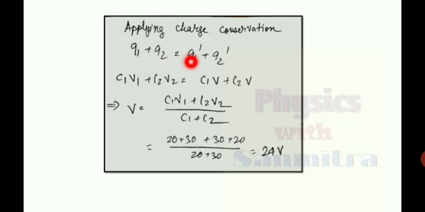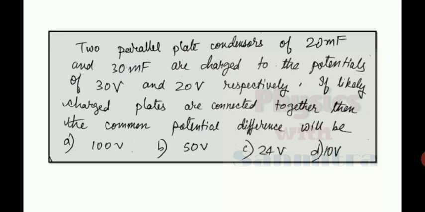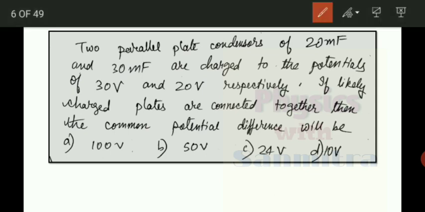Q1 plus Q2 is Q1 dash plus Q2 dash. These Q1 dash and Q2 dash are the new distributions. Q1 is C1 V1, Q2 is C2 V2, equal to C1 V plus C2 V. So V is (C1 V1 plus C2 V2) by (C1 plus C2), where C1 V1 is 20 into 30, C2 V2 is 30 into 20, divided by C1 plus C2, that is 20 plus 30, equal to 24 volt. So my correct option is option C, 24 volt.